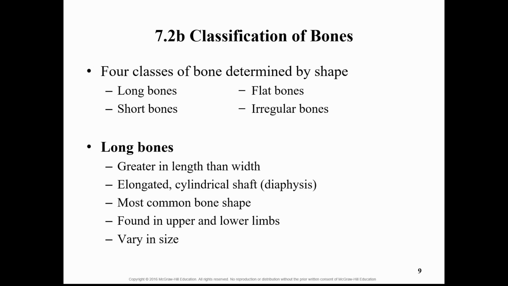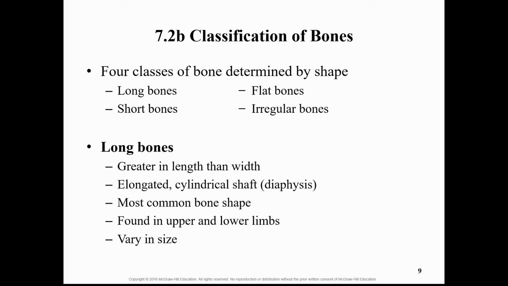Let's look at the shape of bones for a moment. There are 4 classifications of shape. There are long bones, which are longer than they are wide; short bones, which are approximately as long as they are wide; flat bones, which are flat; and irregular bones, which are kind of the junk drawer of bone classification. They don't really fit into any of the other categories.